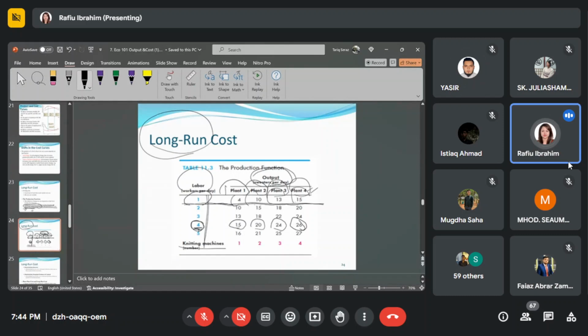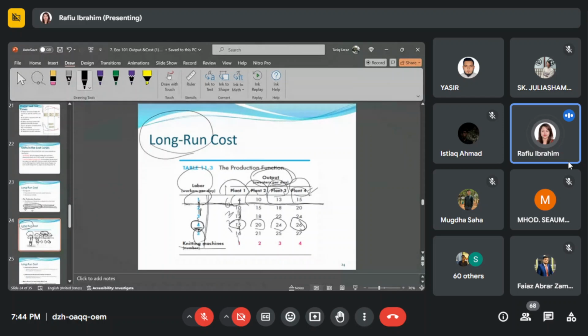Likewise, the output increases with a higher number of workers. You can see that as we are moving down and increasing the number of laborers, the total output increases, right? When going from one to two workers hired, output in the first plant increases by 6, then from two to three workers, output increases by 3, then output increases by 2 when hiring 3 to 4 workers, and lastly, if 5 workers are hired, output increases by 1.